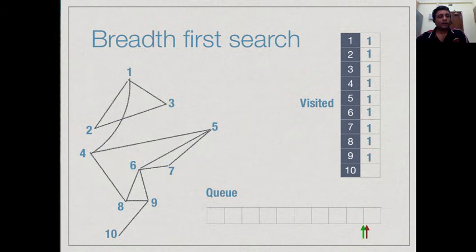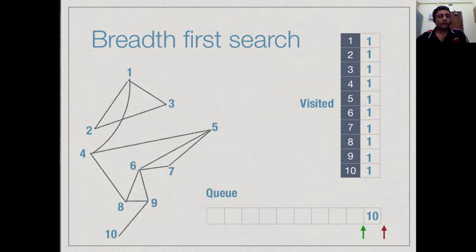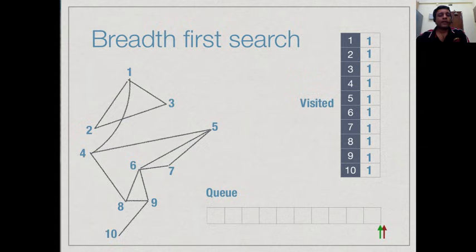When we pick up 9, we find that it has neighbors 6, 8 and 10. 10 is new, so 10 gets marked and added to the queue. Finally, we go to 10 and we find it has only one neighbor 9 which is already visited. At this stage, the queue becomes empty and the algorithm terminates.